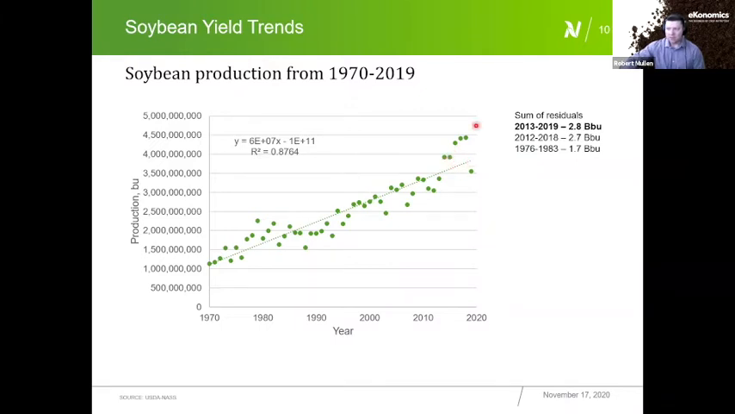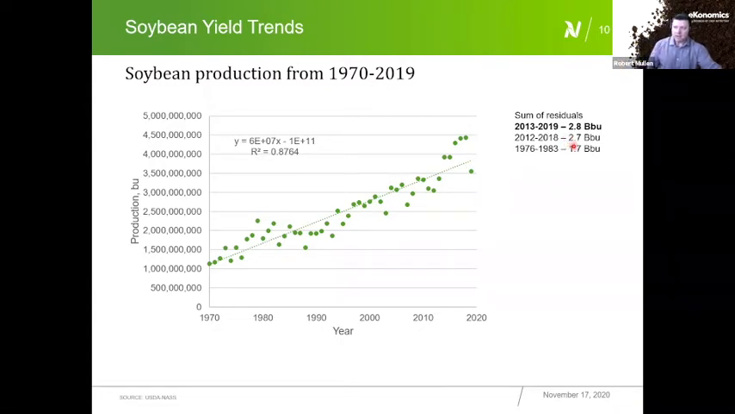You get a few more observations like that, and you can start turning this a little bit more quadratic or using a polynomial type of regression model to fit the data. Again, for ease of conversation today, we're going to stick with linear. 2013 to 2019, 2.8 billion bushels above what the trend line would have told us it should have been on average. 2012 to 2018, 2.7. You got to go all the way back to 1976 to 1983 to come up with something that's even closer to that. And that was 1.7 billion bushels.